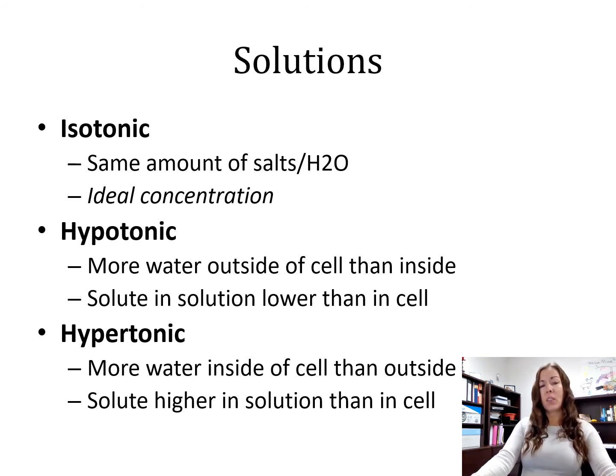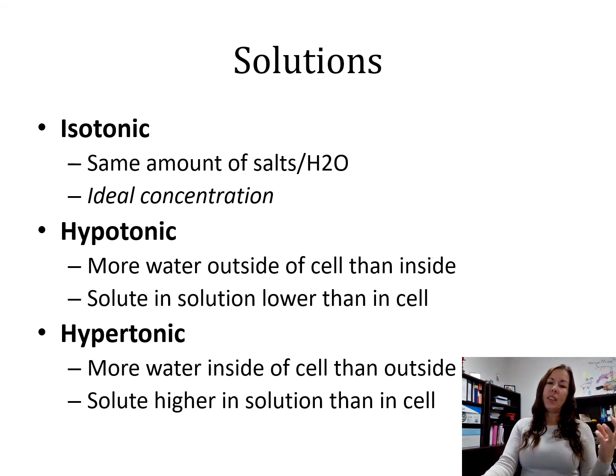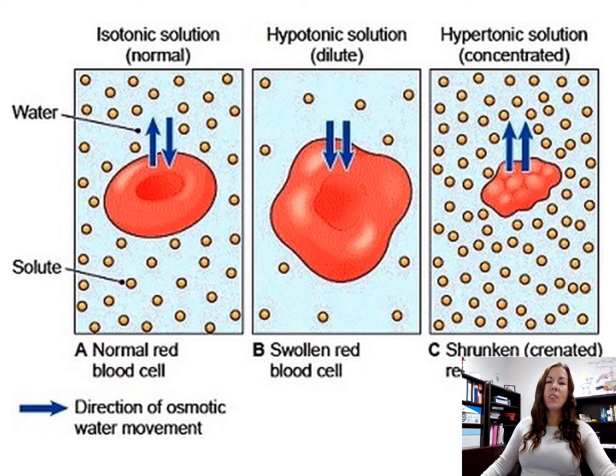With a hypertonic solution, you'll see more water inside the cell than outside of the cell, and there's a higher solute concentration in the solution than in the cell. When that happens, water is going to leave the area inside the cell where there's higher concentration, and it's going to want to go to where it's lower concentration. This shows you some examples of blood cells in these different types of solutions and how they behave.